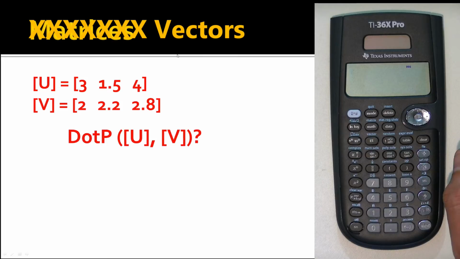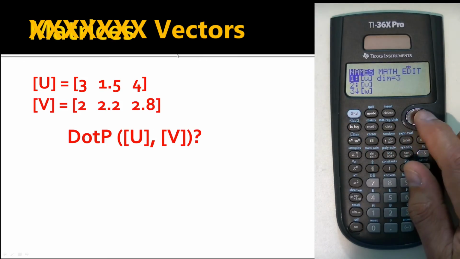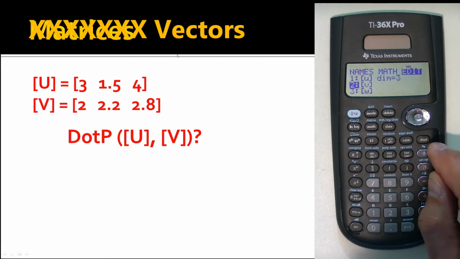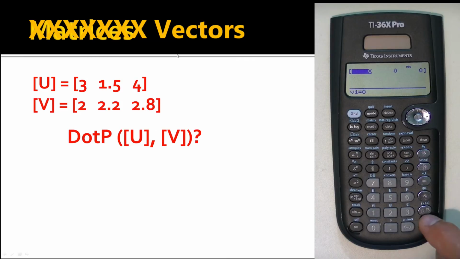I do it again for the second vector. Second vector. This time I go into the edit, but I'm editing the second one, V. And I hit enter. It's asking for the dimensions on that one, also 3. I confirm with the OK. Now I can enter the data. 2, enter. 2.2, enter. 2.8, enter. And again, we're done. That vector is now defined with both dimension and data. And I clear it. Now I want to do the dot product.